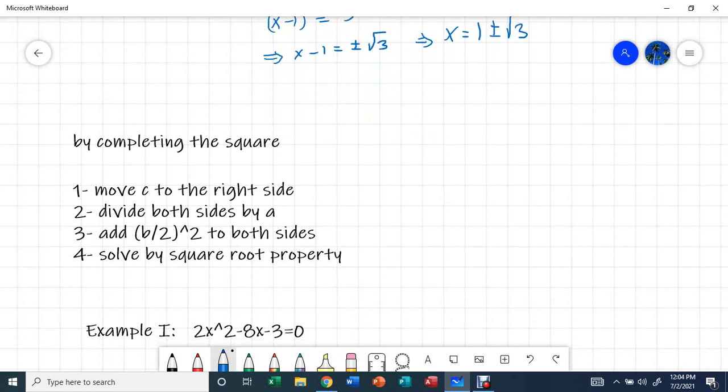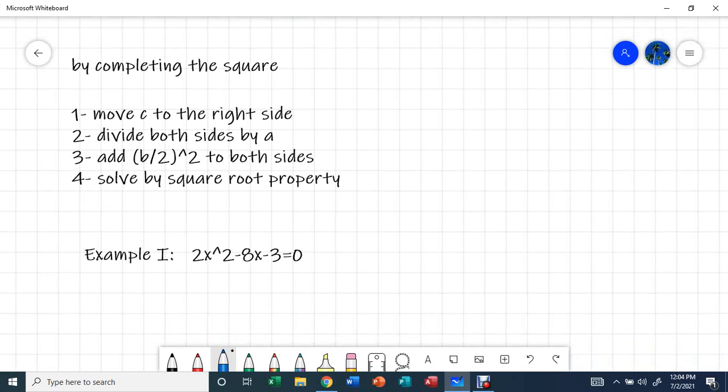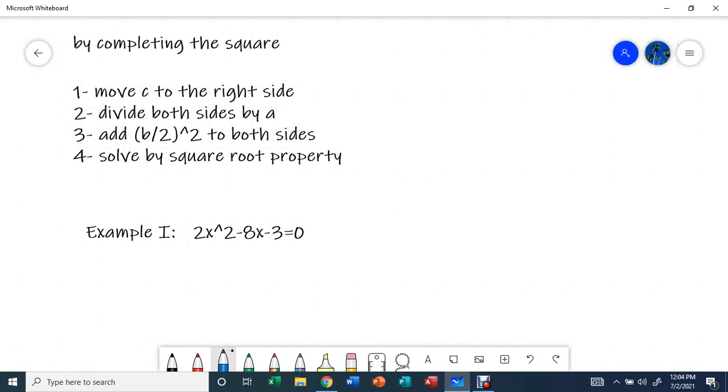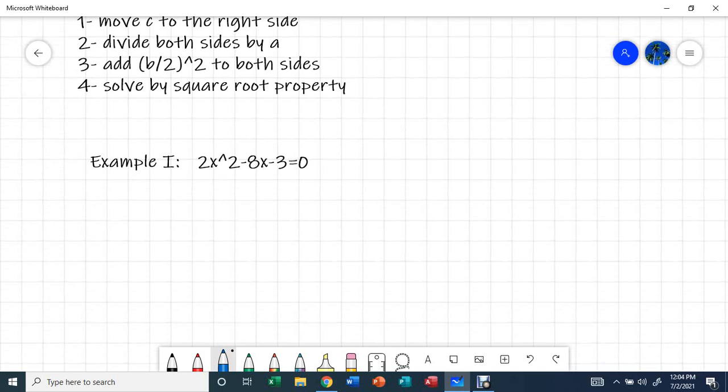So first of all, let's look at the steps. The first step, move C to the right side. Second, divide both sides by A. Then add b over 2 squared to both sides. Then solve by the square root property. So these are the 4 steps you need to do to complete the square of a quadratic equation. And let's do a concrete example here.